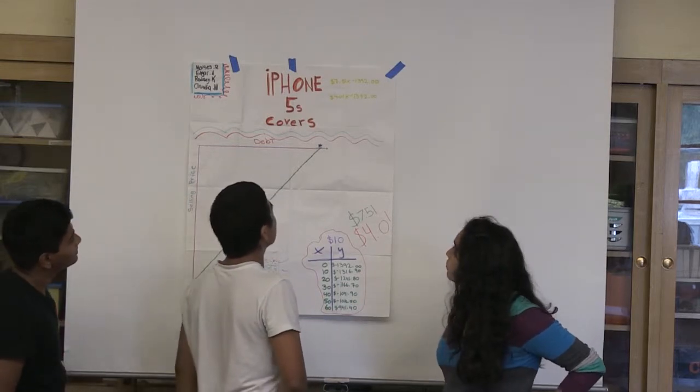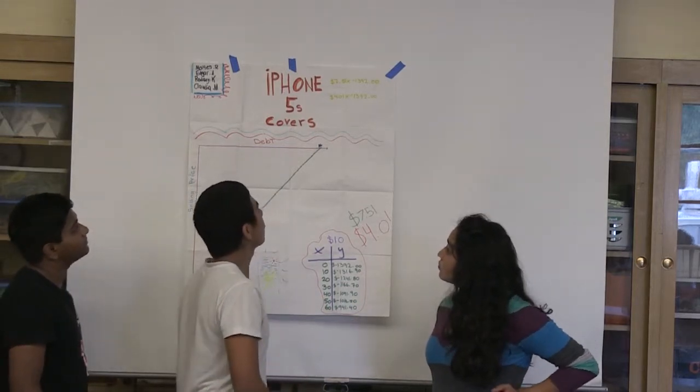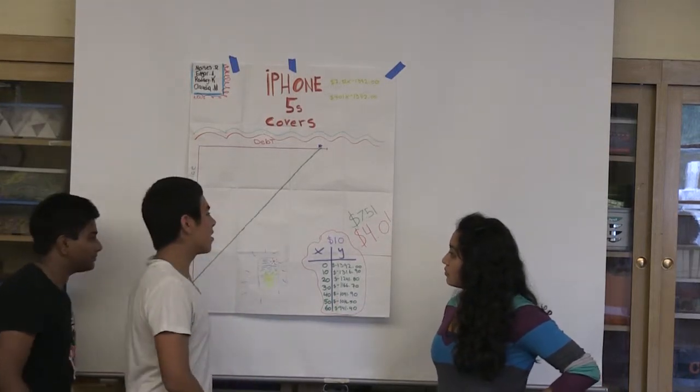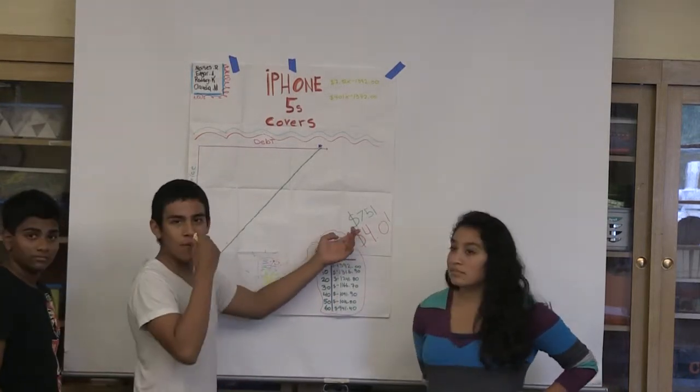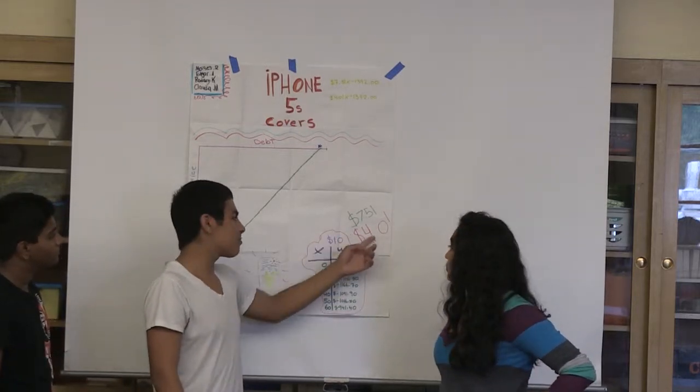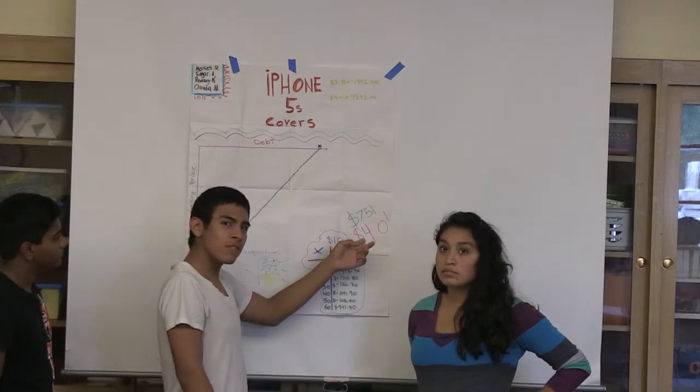$7.51x minus $1,392 for the press, and this one is for how much we want to sell it, and we wanted to sell it for $6.50, and that's what we get if we sell it for $6.50.